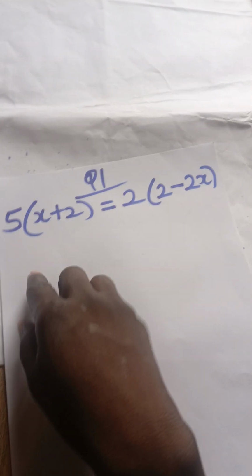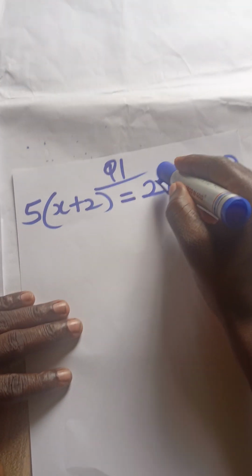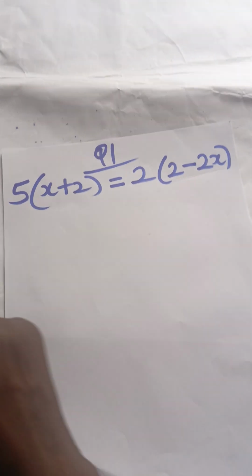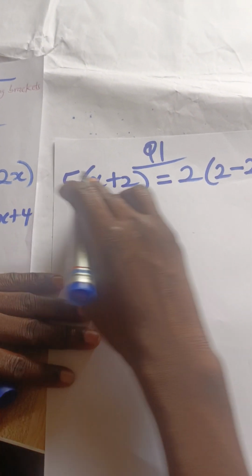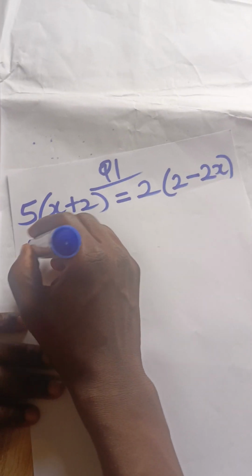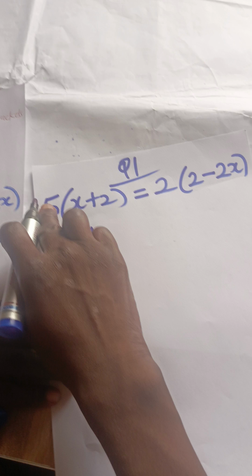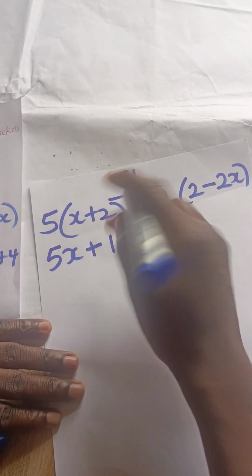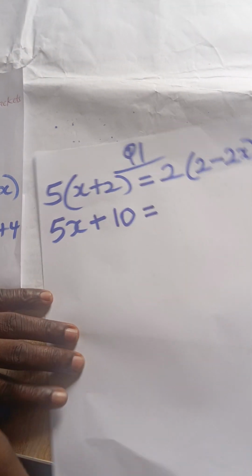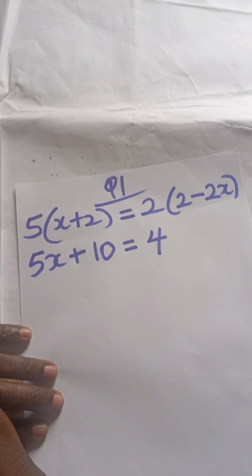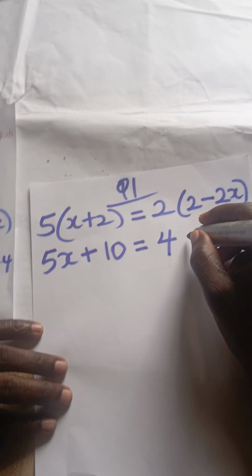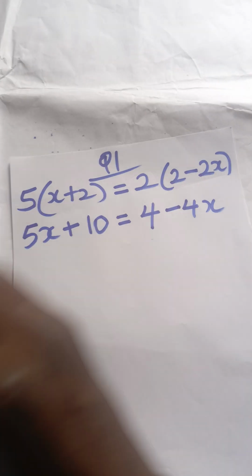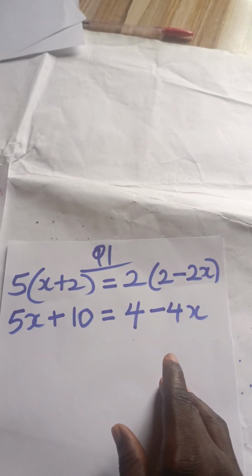When I talk of removing bracket, it means we are going to multiply the number outside the bracket by the numbers inside the bracket. So first one, we are going to multiply the 5 times x. So 5 times x will give us 5x. Then this is my plus. And 5 times 2 will give us 10. Then you bring your equal sign. Then 2 times 2 will give us 4. Then 2 times negative 2x will give us negative 4x. Now take note, when you multiply a negative number by a positive number, the result will be negative. And when you multiply a positive number by a negative number, it's the same, negative.